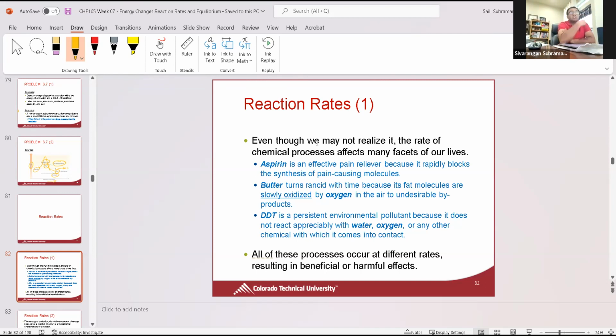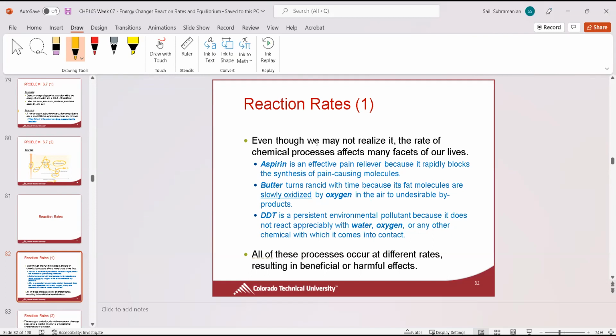Okay, so some of the reactions are beneficial when they're fast. Some of the reactions are beneficial when they're slow. Some of the reactions are harmful when they're fast. Some of the reactions are harmful when they're slow. So depending on the application, you want to control the rate of the reaction as much as you can. Are you guys understanding the concept of why the reaction rate is so important?